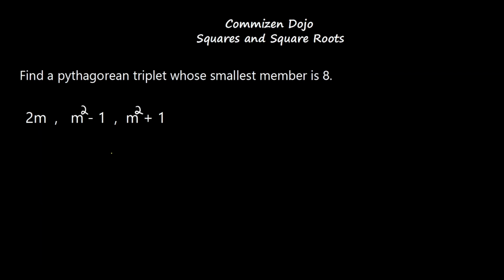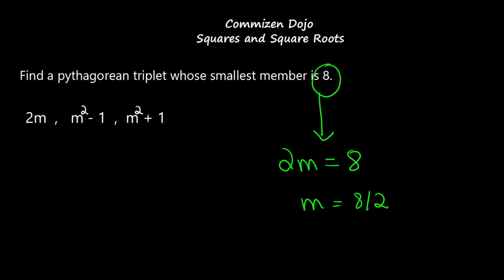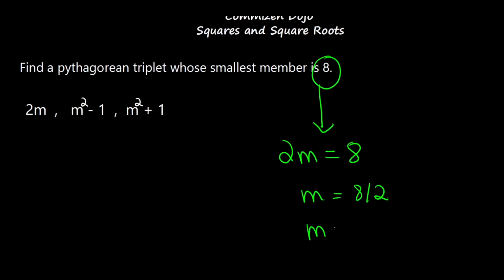So right here, again, now what I'm going to do is I'm going to take 8 and this time I'm going to equate it to 2m. So 2m is equal to 8. This gives me m is equal to 8 by 2. And here I get the answer as m is equal to 4. Now we have the value of m, which is 4.